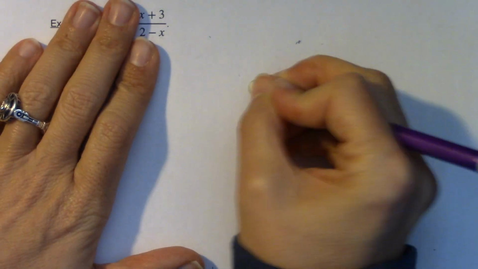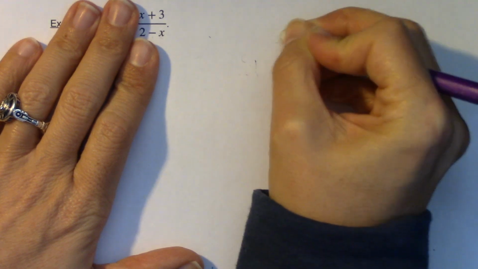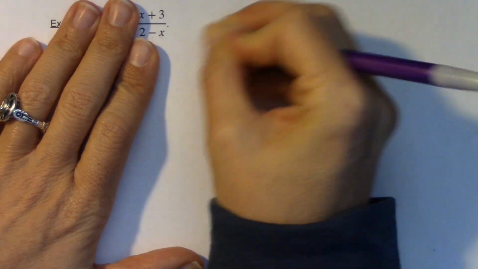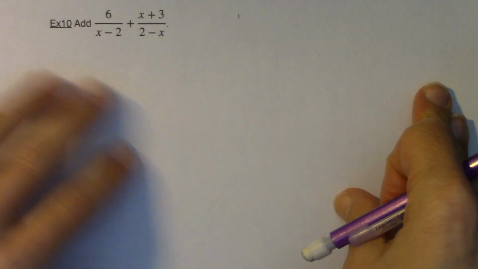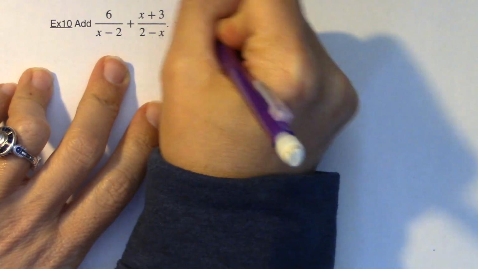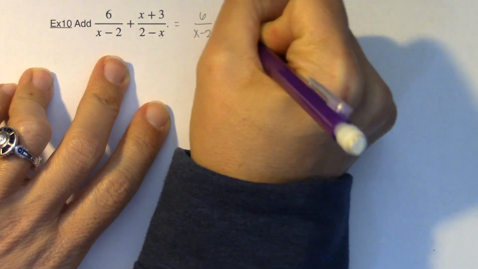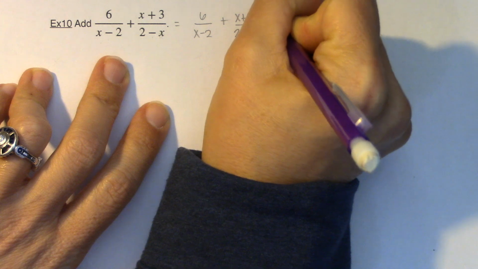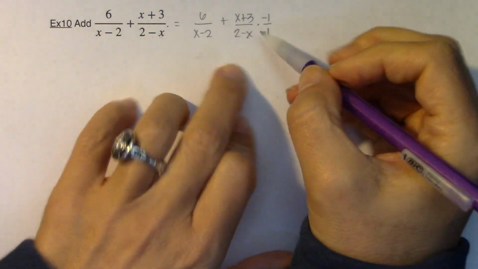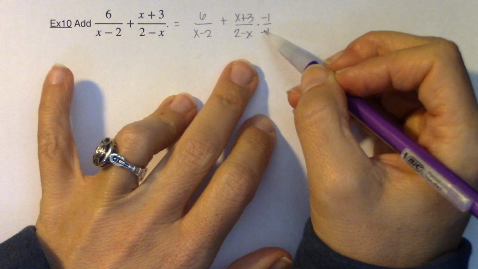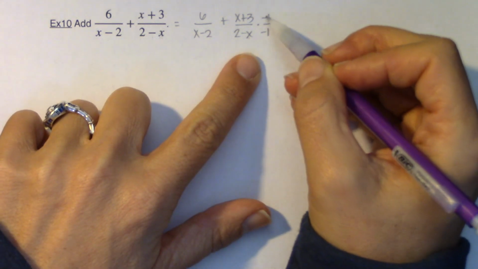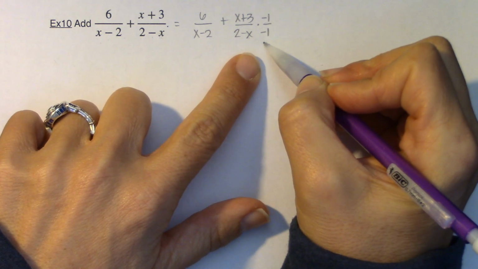Okay. And the only time I do this is when I see that I have a fraction or fractions with the same terms, an x and a 2 in this case. They're just in the opposite order and they're being subtracted. So what I'm trying to say is I'm going to rewrite this as 6 over x minus 2 plus x plus 3 over 2 minus x times negative 1 over negative 1. All right, so I'm essentially multiplying this second fraction by 1 because negative 1 over negative 1 is positive 1.